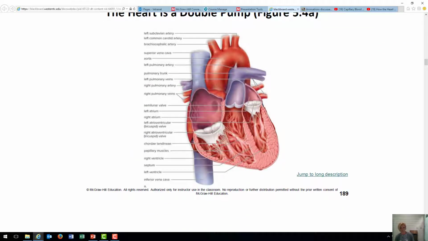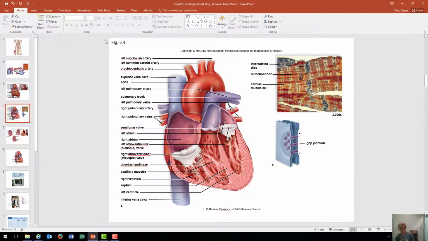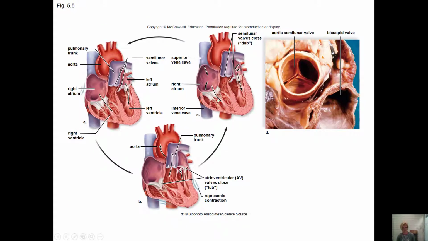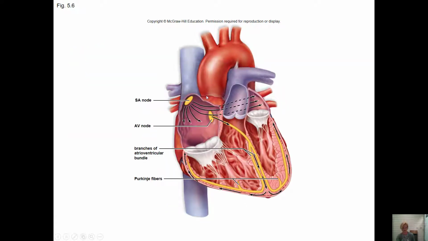So we've got the 2 valves that we looked at already. I'm going to pull up the colored picture from your textbook. So we've got the AV valves, the pulmonary valve, and the valve on the aorta, which is not shown in this diagram very well, but we can see it here. When the semilunar valves close, that's the dup sound, and when the AV valves close, that's the lub sound.